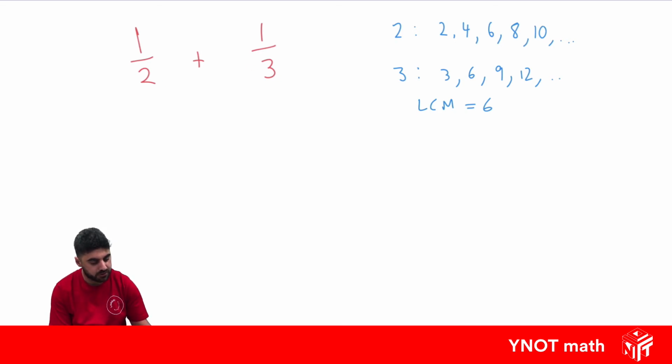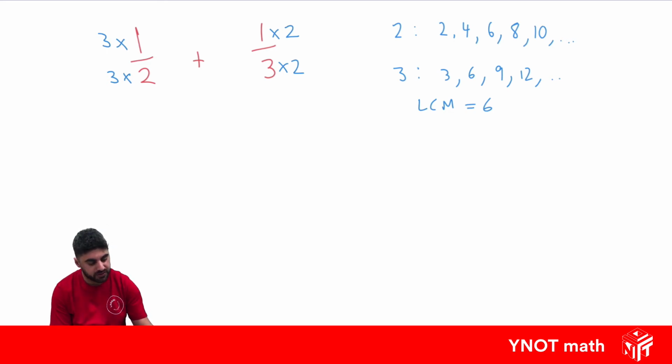Well, how do we change a 2 into a 6? Well, we just multiply it by 3. But just multiplying the denominator won't give us an equivalent fraction. We need to multiply the numerator as well. How do we change a 3 into a 6? Well, we need to multiply that by 2. And again, we have to make sure we multiply the numerator as well by 2 to make an equivalent fraction. To make an equivalent fraction, you need to multiply the numerator and denominator by the same number.